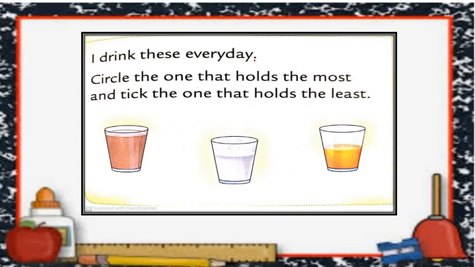I drink this every day. Circle the one that holds the most. Tick the one that holds the least. By observing the three glasses present here, we can say that this is the glass which holds the most. So make a circle around it. This one holds the least. Make a tick mark on it.